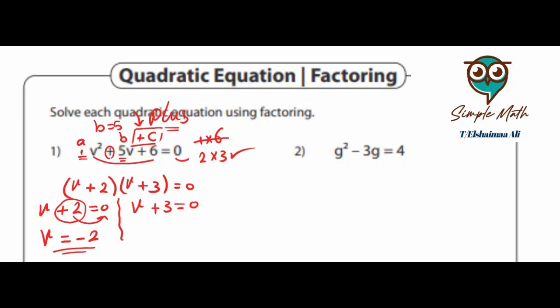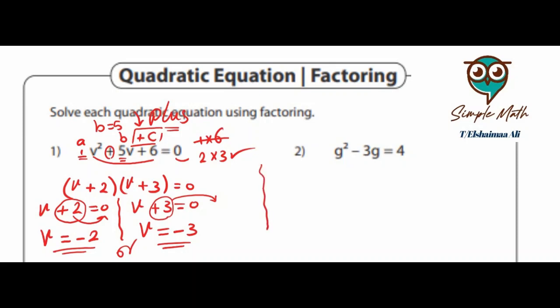Let's see the next equation. We have v plus 3 equals 0, so let's take 3 to the other side with a different sign. So here we have v equal to positive 3 moved to the other side with a different sign, so it becomes negative 3. Here we have two values for v, negative 2 and negative 3. So either v equals negative 2 or negative 3. This is for the first example.